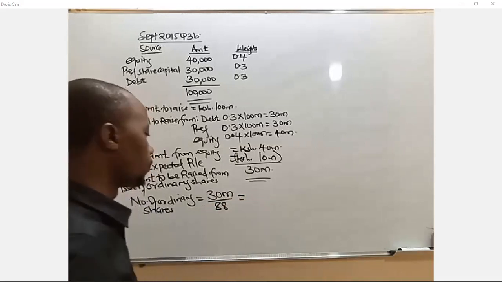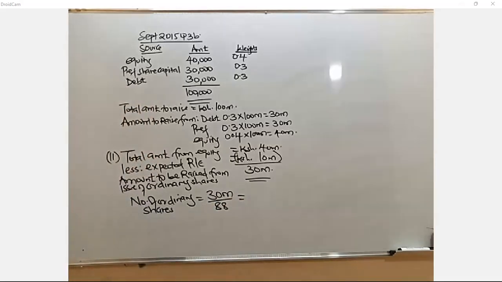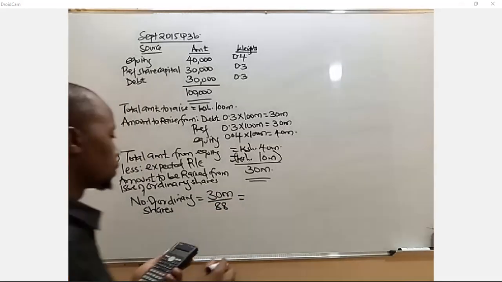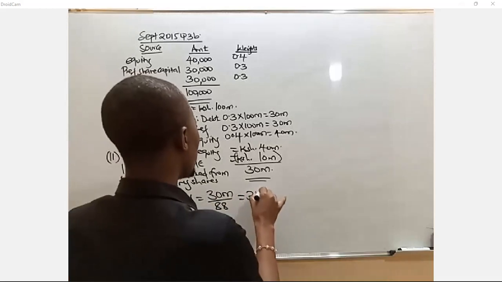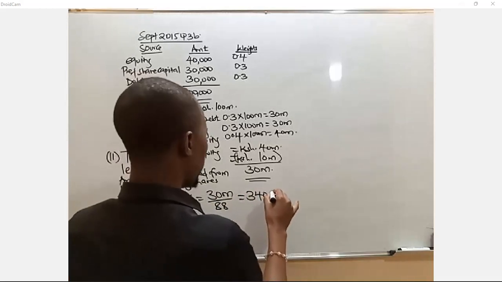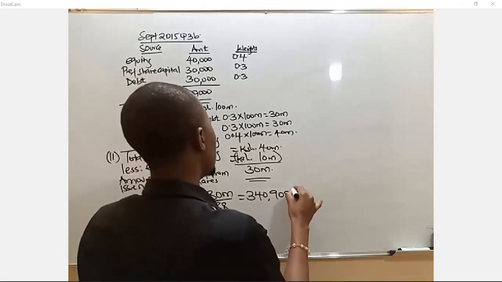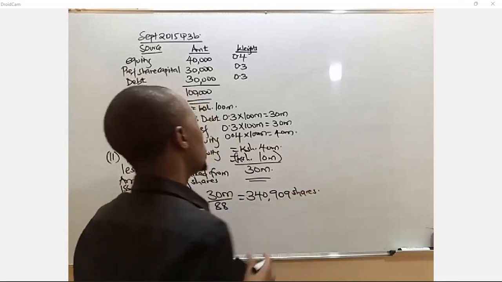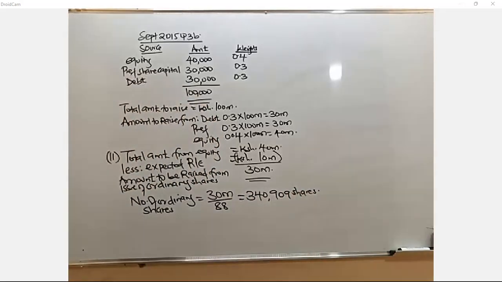So how much is the number of ordinary shares? 30 million divided by 88 shillings, and you are going to get 340,909 shares. Those are the only shares we can issue to the public for subscription.